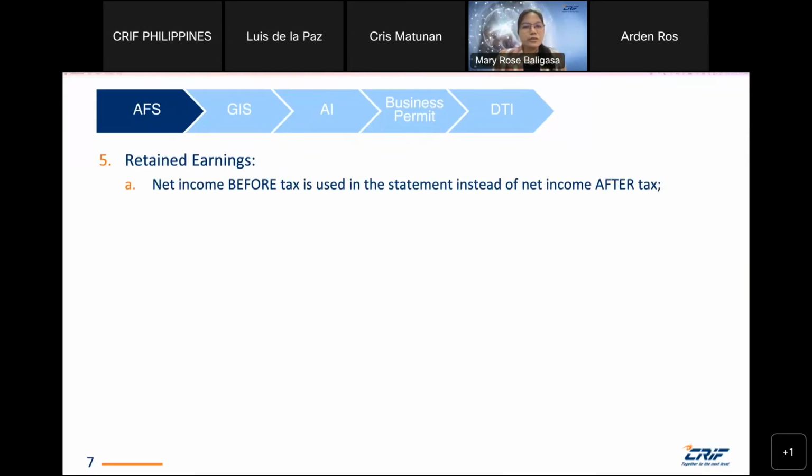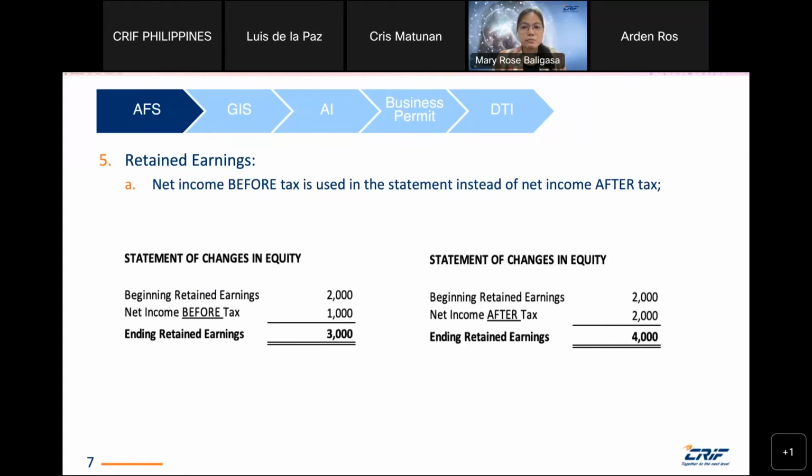This is actually one of the most common issues we found in the company's financial statements. By the way, retained earnings are the amount a company gains after the taxation of its net income. Thus, net income after tax should be used and not net income before tax.